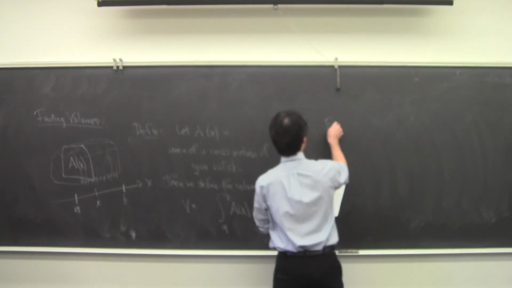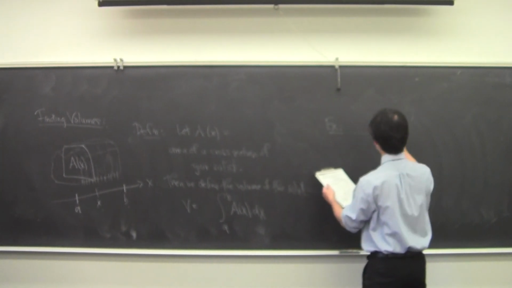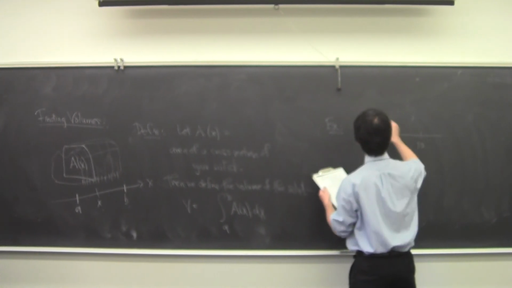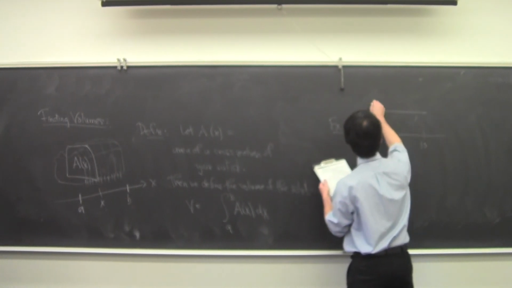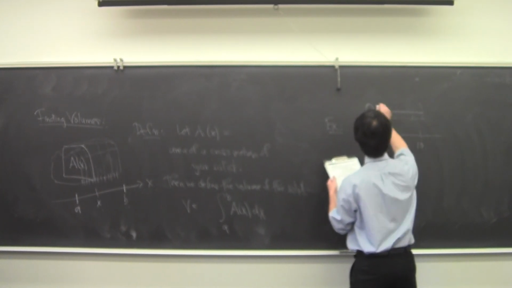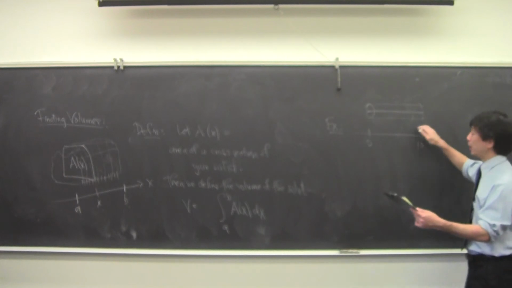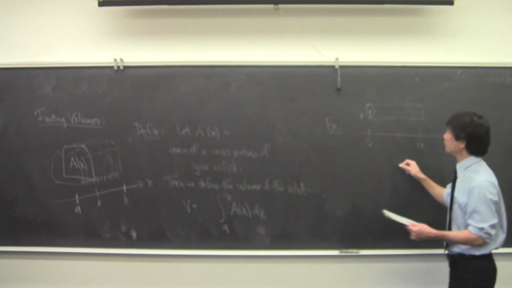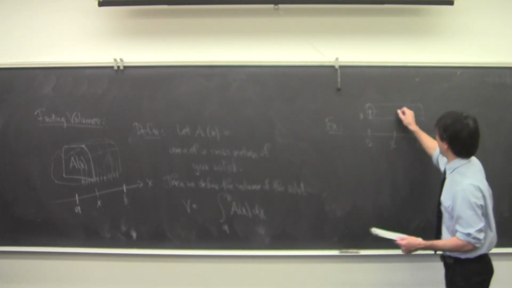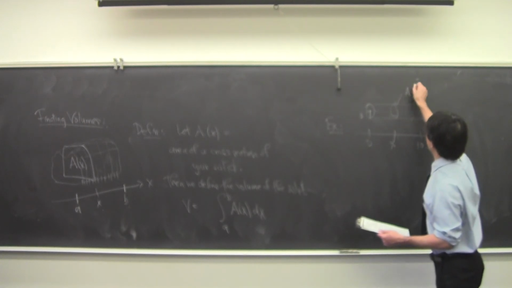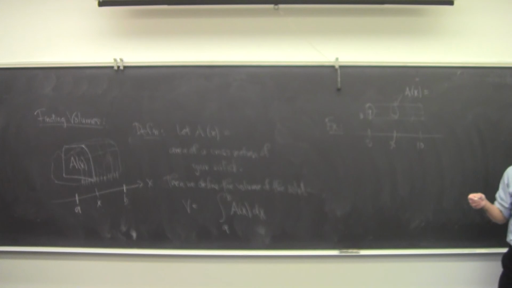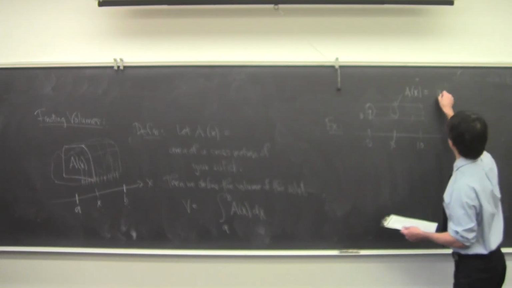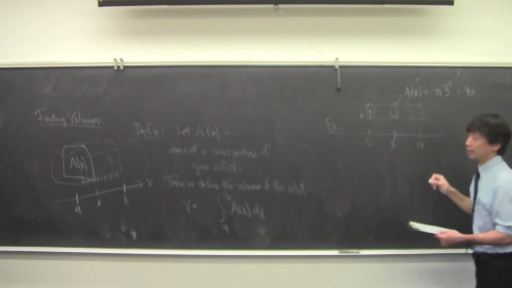So just to give a simple example, and this example you know already, if I have a circular cylinder of radius 3, well then, every time I cut through it, what's the area of the cross-section? Kristen? Pi r squared. Pi r squared, 9 pi.